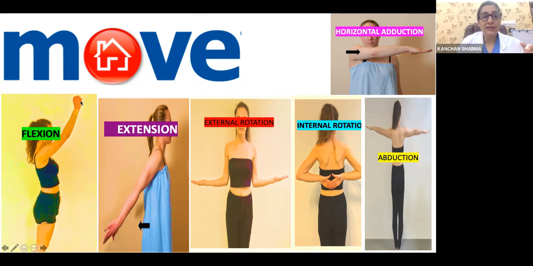Okay, so this means I'm elevating my limb in the sagittal plane. Extension is I'm moving it backwards. External rotation is again I am opening. If you see the humerus, the head will be going away from the midline, and when you say internal rotation, this will be moving towards the midline.